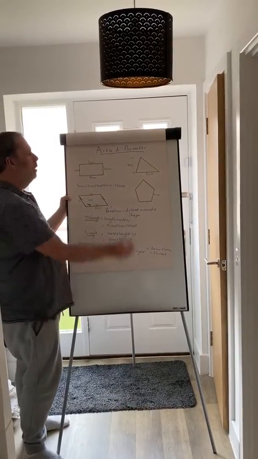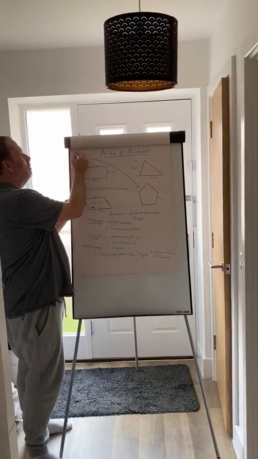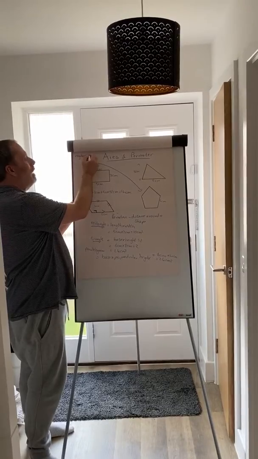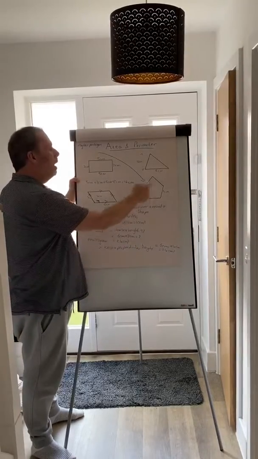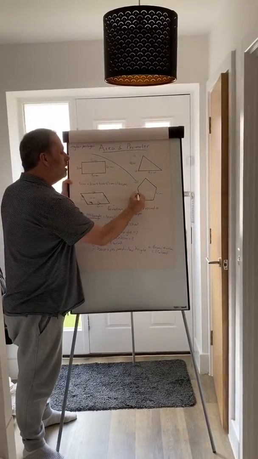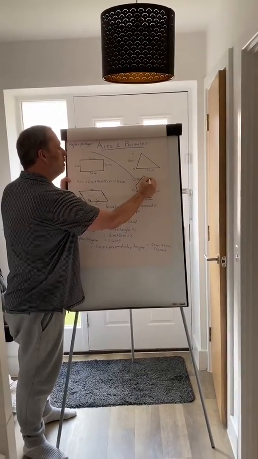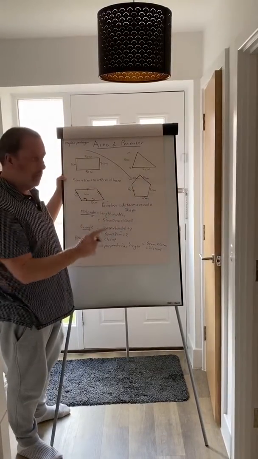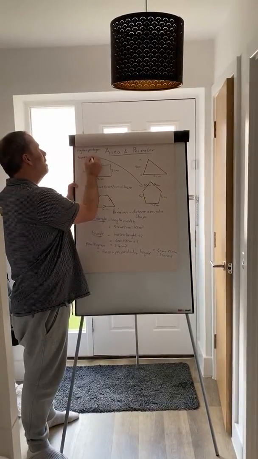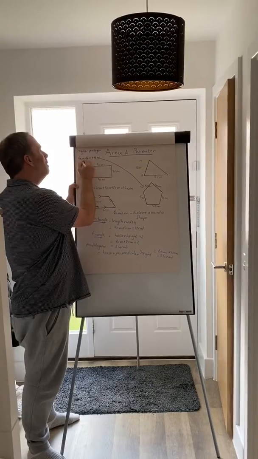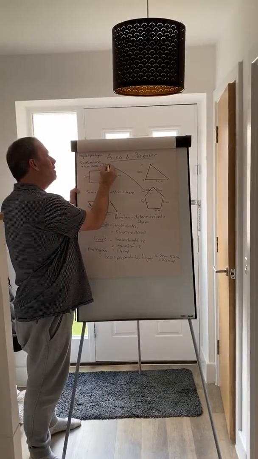Okay, one other thing you need to know through the task is this. Now this is a regular pentagon. And what I mean by regular is that all the sides are the same length. So in this pentagon here, all of my sides are 5 centimetres. So if I was to work out the perimeter of this, that would be 5 centimetres plus 5 centimetres plus 5 centimetres, plus 5 centimetres, plus 5 centimetres. And that would equal 25 centimetres.